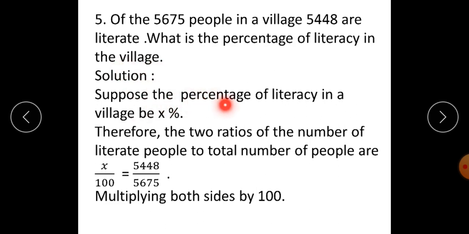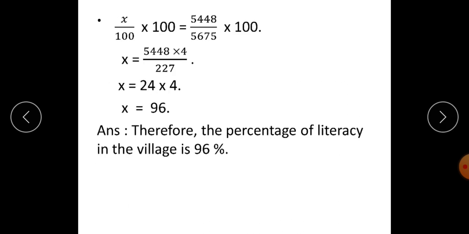Solution. Suppose the percentage of literacy in the village is x%. Therefore, the ratio of the number of literate people to the total number of people gives x upon 100 is equal to 5,448 upon 5,675. As the variable has to be on the left hand side, we multiply both sides by 100. Therefore, x upon 100 multiplied by 100 is equal to 5,448 upon 5,675 multiplied by 100. Now, both these 100s get cancelled, therefore x remains on the left hand side.